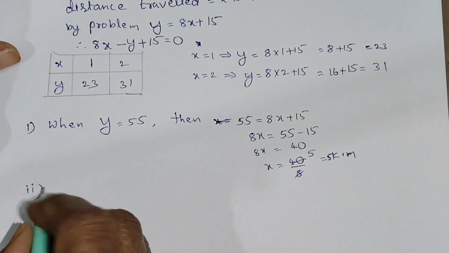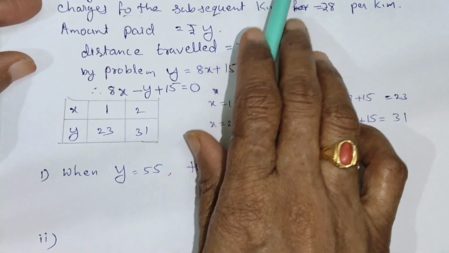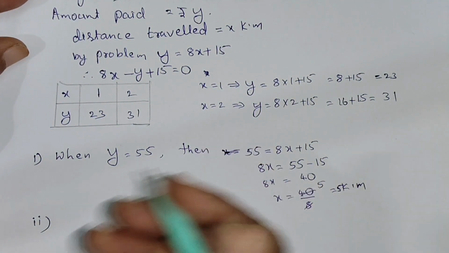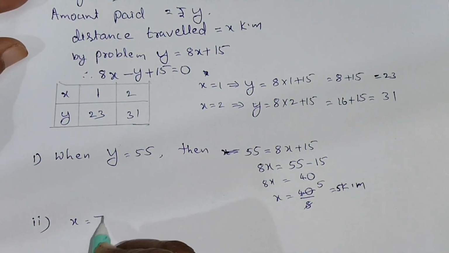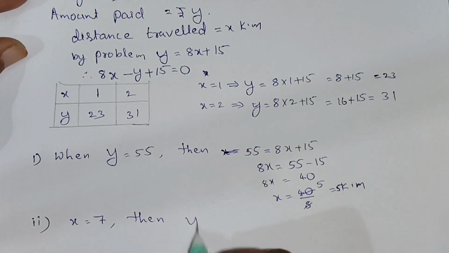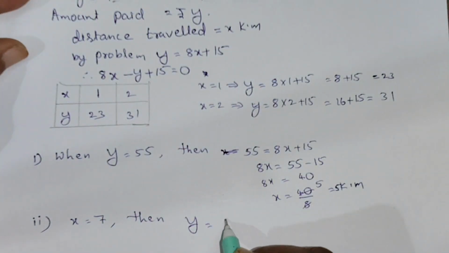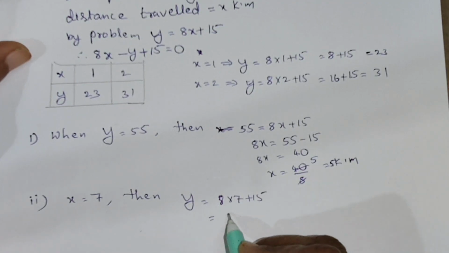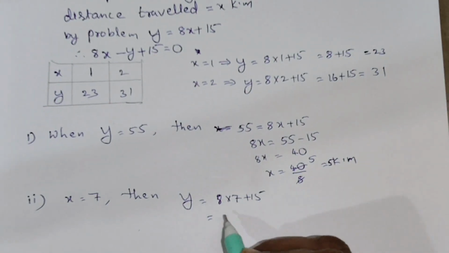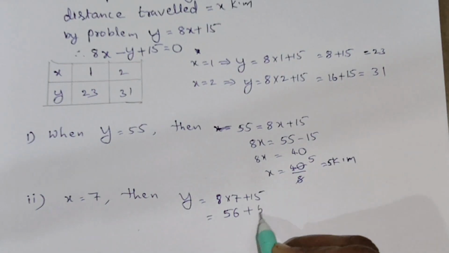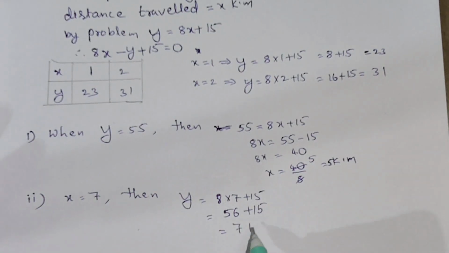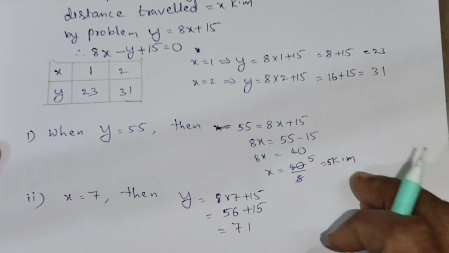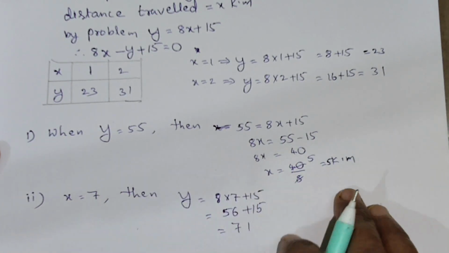Next, the second one. Here 7 kilometers are given. So x equal to 7. We use the graph and write the answer. But here x equal to 7, then y is equal to, substituting, 8 into 7 plus 15. 8 sevens are 56 plus 15, that equals 71. So these two answers we observe from the graph and directly write the answers.